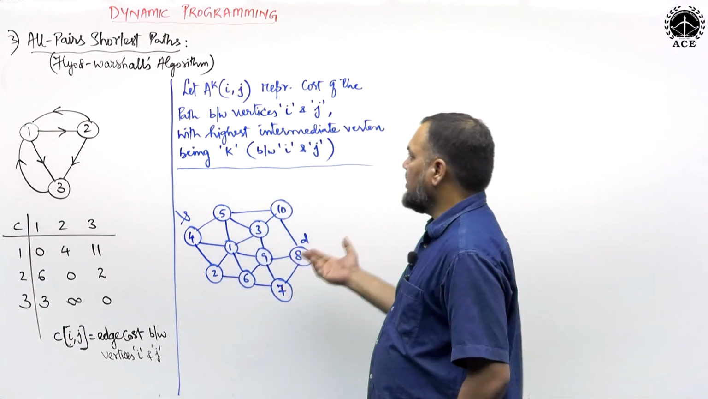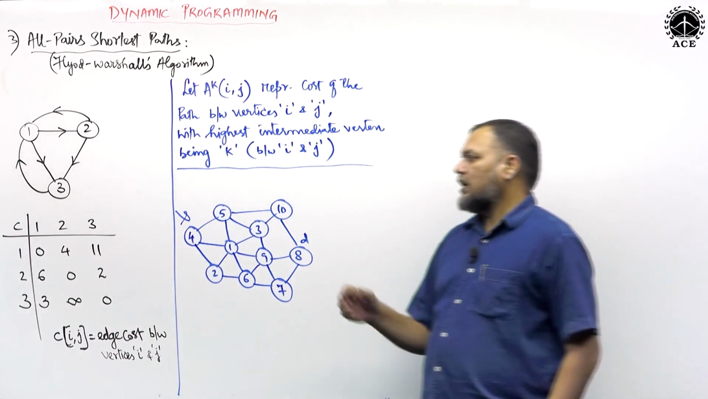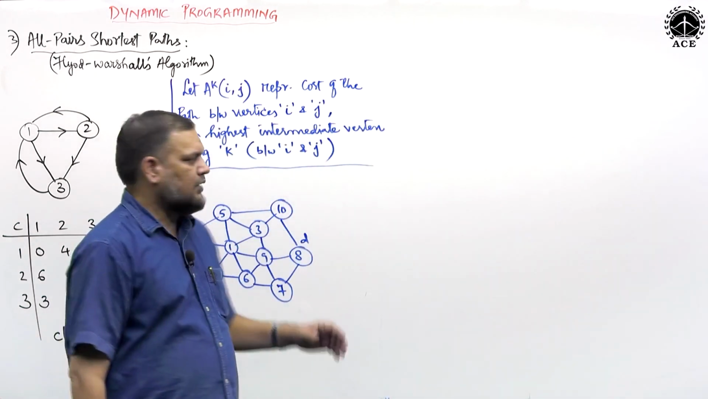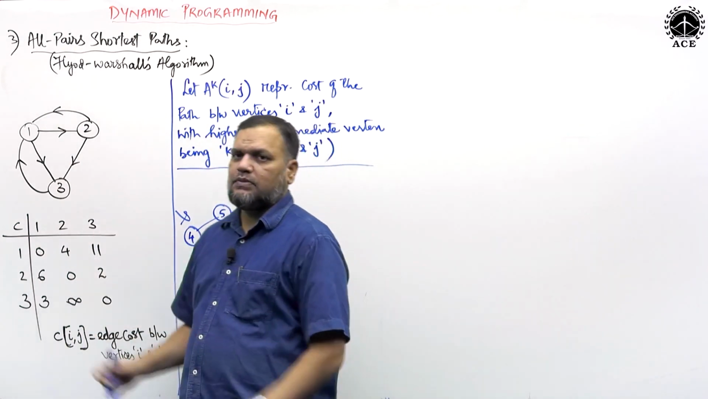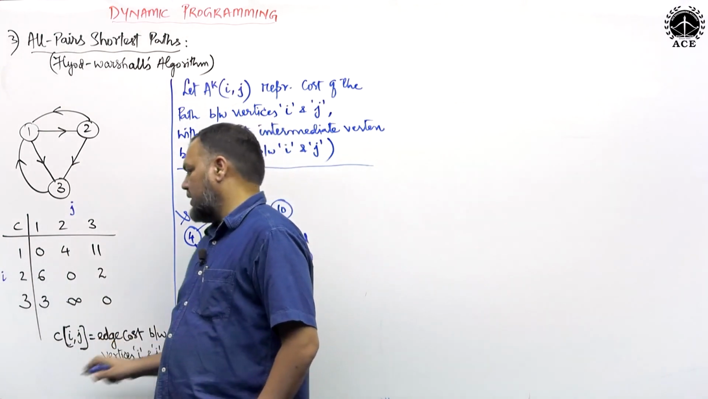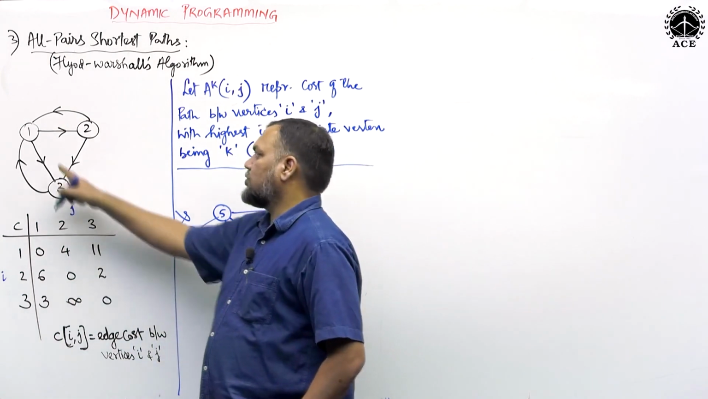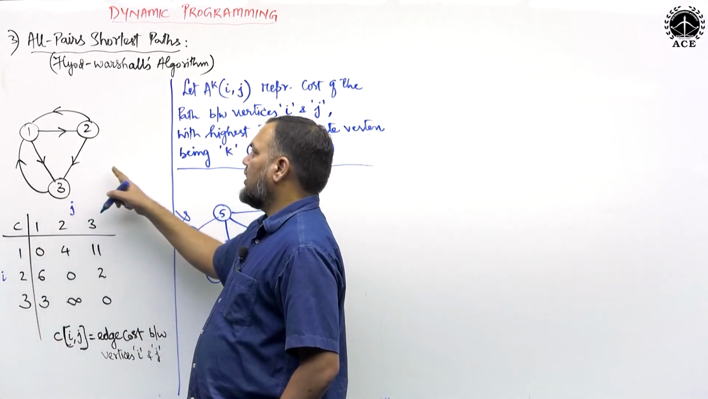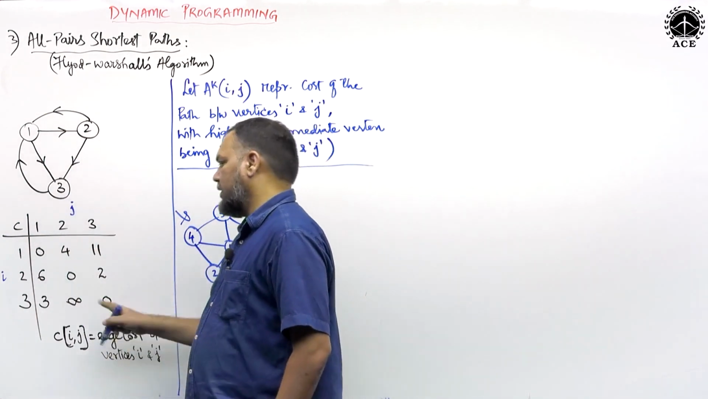Okay. So, let us see the development of the solution recurrence for this problem. Like previous problems, here also I have taken a simple graph with only 3 vertices 1, 2, 3, and the graph is represented through an adjacency matrix, where c_ij is the cost of the edge between vertices i and j. Like the cost of the edge from 1 to 2 is 4, 1 to 3 is 11, 2 to 1 is 6, and 3 to 1, and there is no edge from 3 to 2, so therefore infinity, and so on.